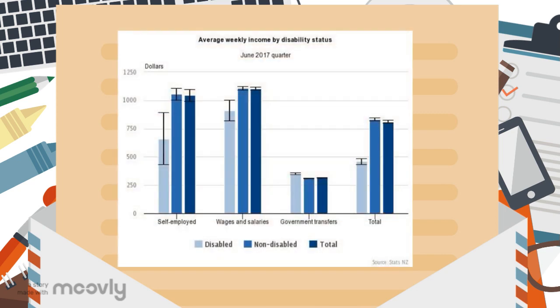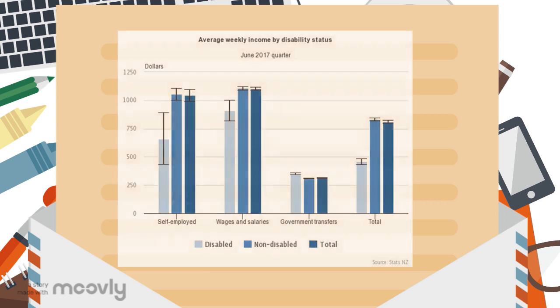And on the same date, average weekly income by disability status shows that the average weekly income for the disabled was $458, compared with $833 for the non-disabled, nearly twice the amount, due to the fact that disabled people were employed for fewer hours per week on average than non-disabled people.